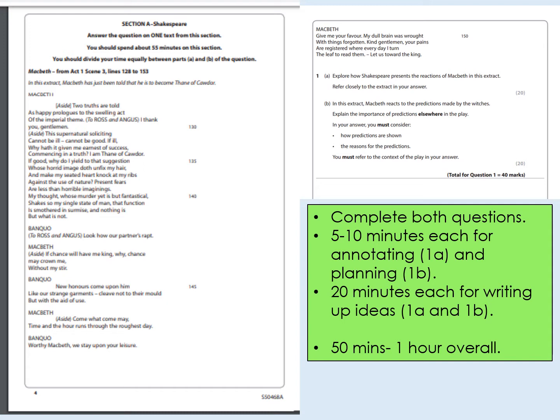Okay, so 50 minutes to 1 hour overall. Once you get to the 1 hour mark, if you're not into spectacles, then I really do encourage you to move on by that point, okay? Because you don't want to end up with an imbalanced paper where you aren't really answering in as much detail as you possibly can for each of the questions.